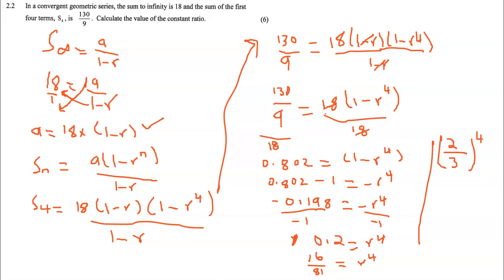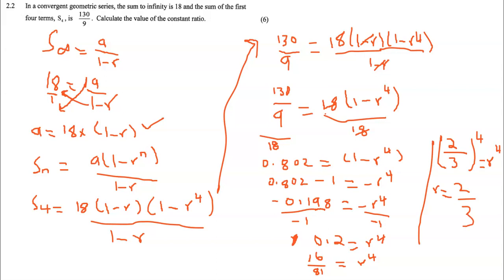And then remember, the whole thing is equal to R to the power of 4. With the exponential laws, if you've got the same exponent and the numbers are equal, just equate the bases. So basically our answer will be R equals 2 over 3, because it's the same exponent, which is 4. So the answer just becomes 2 over 3, which will be your R. So that will be a constant ratio. And that is 6 marks.